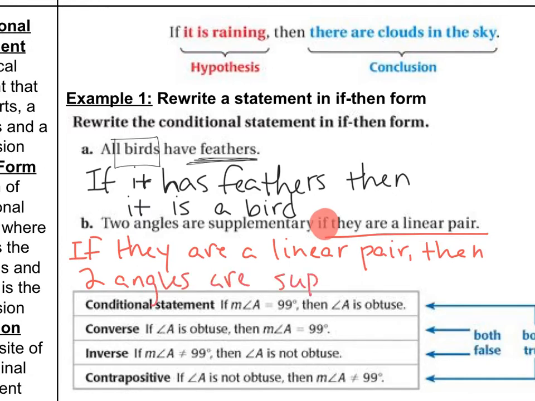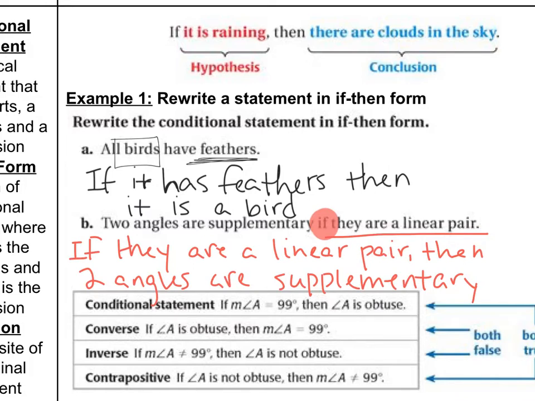And we've already kind of talked about that. We've already determined from a lesson in Chapter 1 that linear pair simply means that they are a pair of angles that create a line, and we know that a line is 180 degrees, and that supplementary angles add up to 180 degrees. So together, that conditional statement there should hopefully make sense.